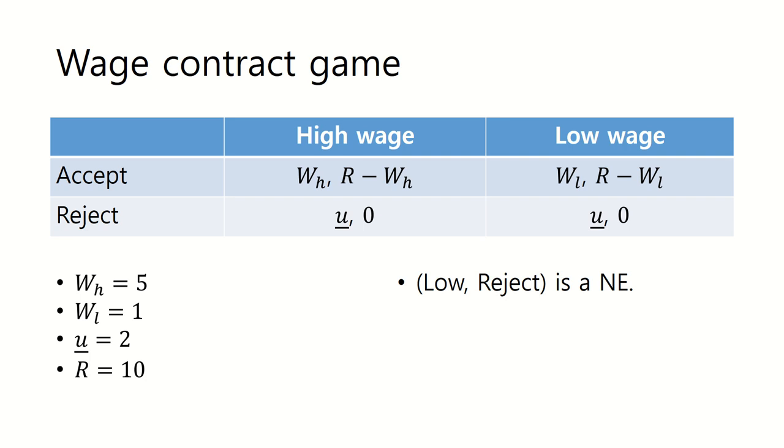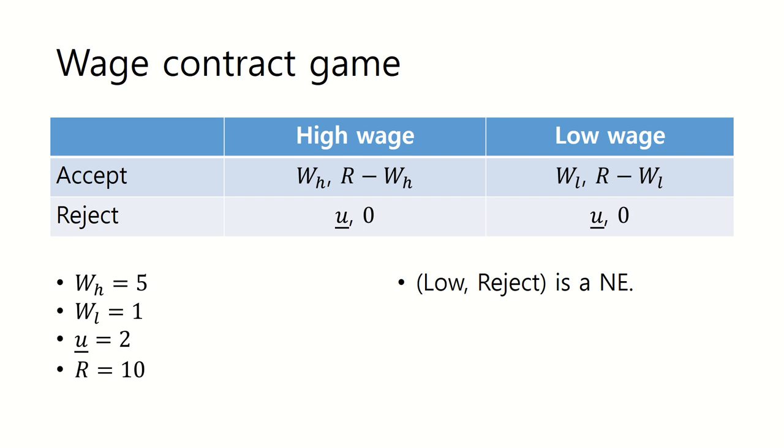So if low wage is offered and the worker is now rejecting the offer, if the worker accepts the low wage, then the worker's payoff will drop from 2 to 1. So U underbar is 2, WL is 1, right? So the worker's payoff will decrease by changing the action. So the worker has no incentive to change the action from rejection. So reject is optimal given the employer's action low, right? Given the employer's action, the worker has no incentive to change the action.